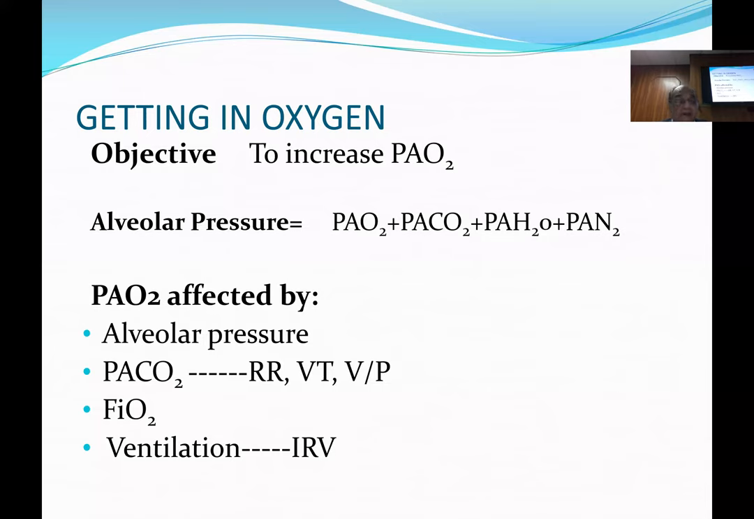This is alveolar pressure. It is affected by the partial pressure of carbon dioxide in the alveoli, which depends on the respiratory rate, which depends on the tidal volume, which depends on the volume pressure response. That means compliance. Then it depends on the FiO2, how much oxygen you are taking in. And it also depends on the pattern of ventilation or respiration. What is the inspiratory phase? What is the inspiratory to expiratory phase period? And what is the expiration phase? So we can increase and decrease it when we are ventilating the patient. When there is an oxygen problem, we increase the inspiratory phase. When there is a carbon dioxide problem, we increase the expiratory phase, depending on the condition of the patient.